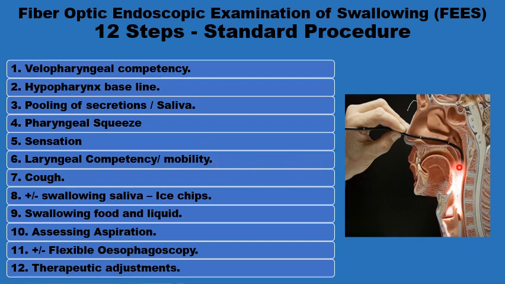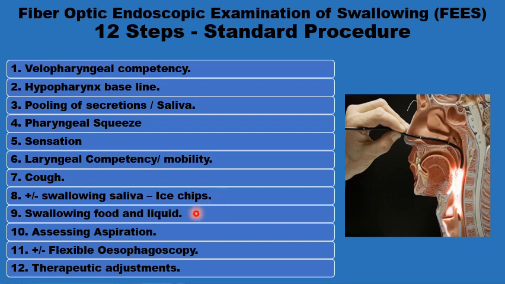and then checking of the laryngeal competency by again maneuvering the tip of the scope a little bit to see if there is adequate adduction and abduction and laryngeal elevation, testing the cough reflex, and then if there are reasons to suspect a high risk of aspiration, you start the introduction with ice chips rather than colored food and drink.